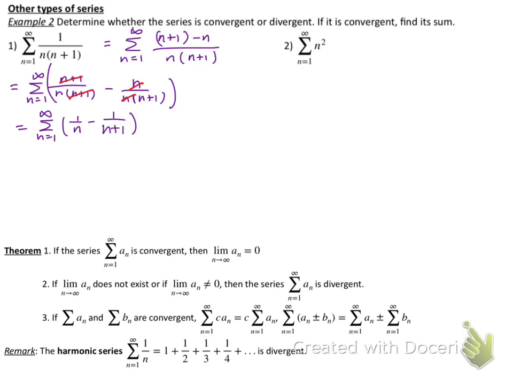So each term, it's a difference. And when n equals 1, you get 1 minus 1 over 2. n equals 2, you get 1 over 2 minus 1 over 3, plus the third term, 1 over 3 minus 1 over 4, etc., all the way to 1 over n minus 1 over n plus 1. That's the partial sum for the first n terms.